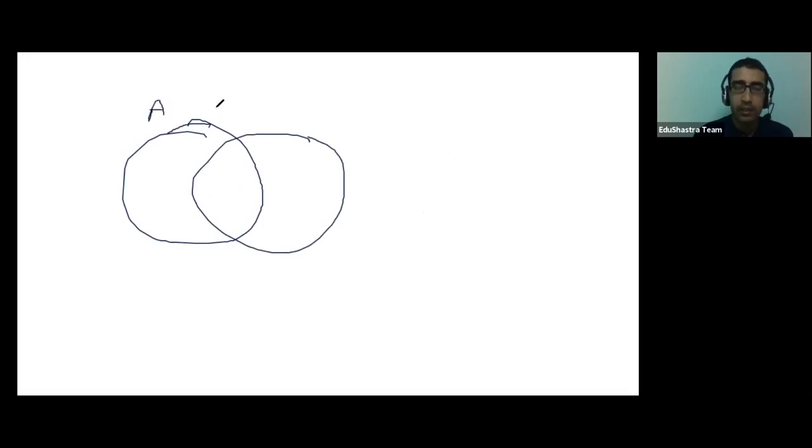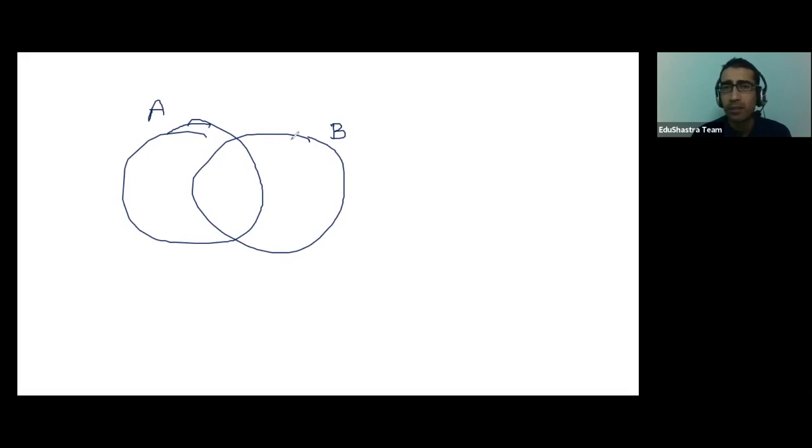Say A is an event. A is the number of ways of doing some task or some event. B is the number of ways of doing another task or some event. So all the different ways in which A can be done and all the different ways in which B can be done are in these circles.